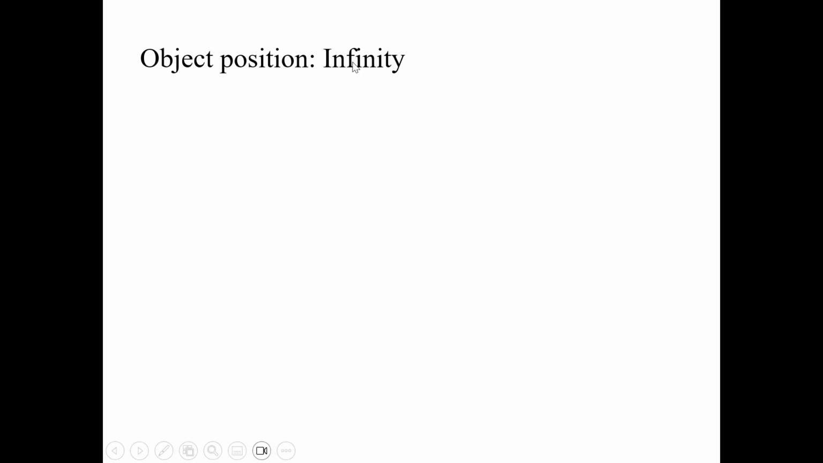First object position is object at infinity. Don't worry about the term infinity. Infinity means far object. Your object is very far, or it is also called a distant object. We use this method to determine the focal length of a mirror or a lens, anything.